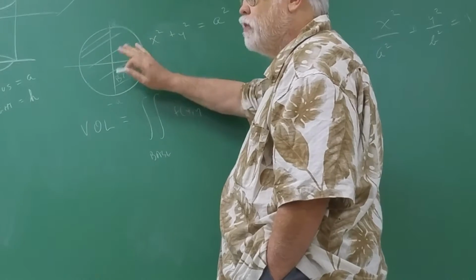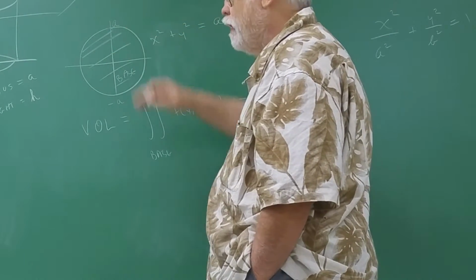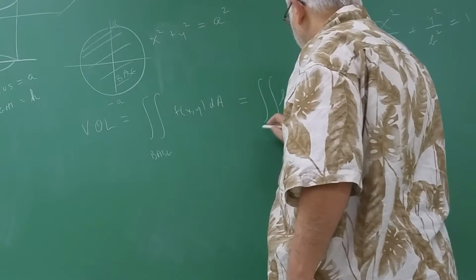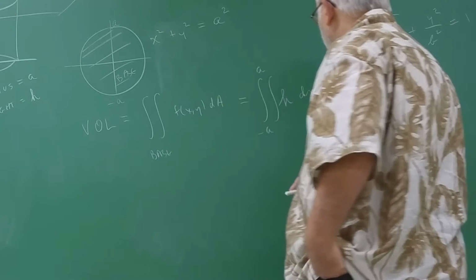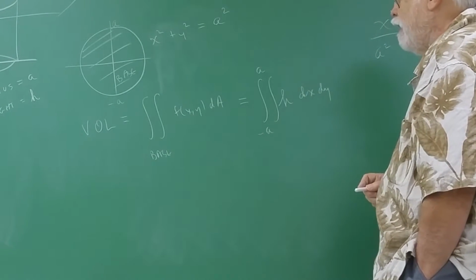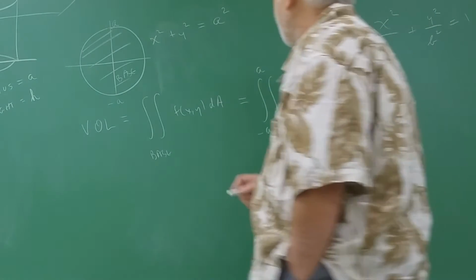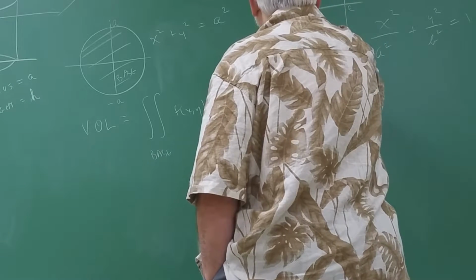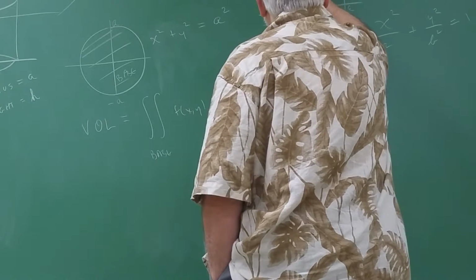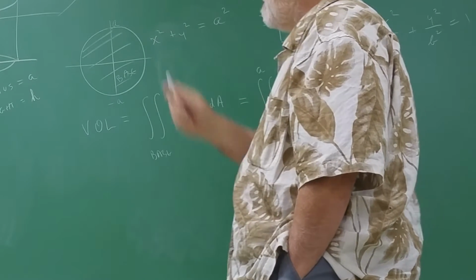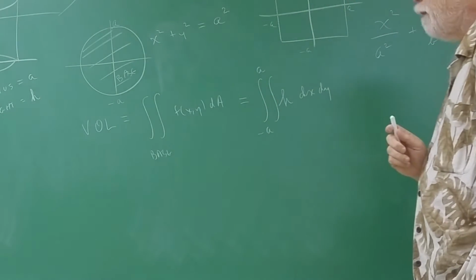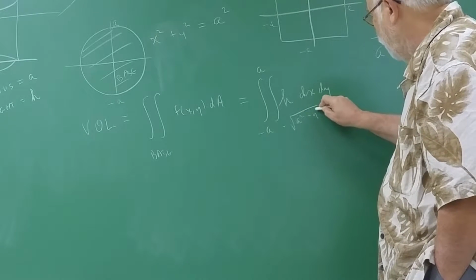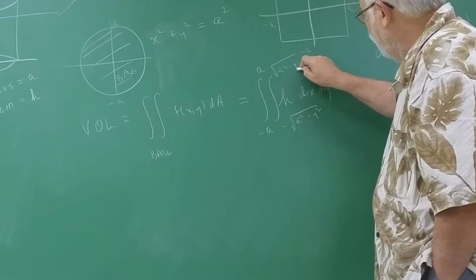Same thing. I could use symmetry and go from 0 to a and just double it, or actually do fourfold symmetry if I wanted to. But anyway, negative a to a, and then what about x? Negative a to a? Then I'd be doing a square. The limits were constant for the box, but the limits are not going to be constant for this. Would it be negative root a squared minus y squared to root a squared minus y squared? You got it.